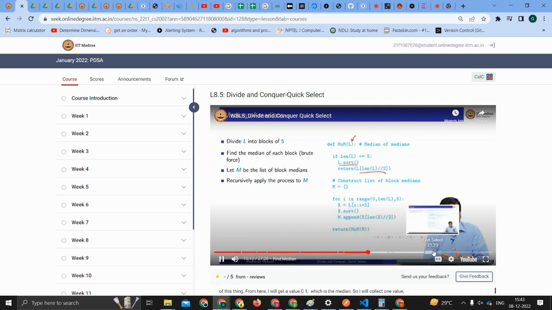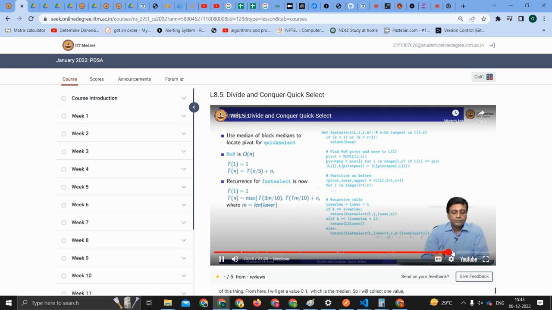So here, but now this is grouping into 5, recurrence relation. Now take this 3. Here we know it is 3n by 10 and 7n by 10. Right? We know that at least 3n by 10. T(n) is max of T(3n/10) and T(7n/10) plus 1.